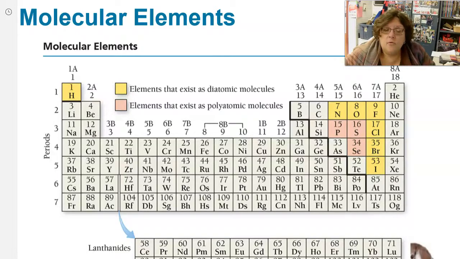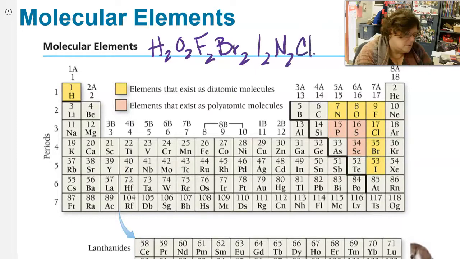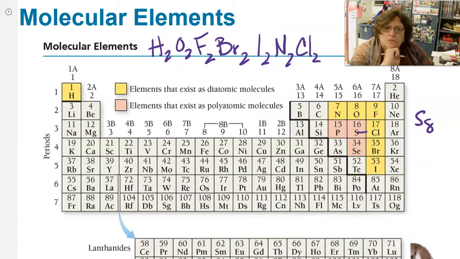All right? They form in pairs, and we actually refer to them as the Hofbrinkels. They're the Hofbrinkels. It's just a creative way of remembering that. Then you can see these peach ones, phosphorus, sulfur, and selenium, they can all exist as multiple. I know sulfur can exist as 8, S8. I'm not sure what groupings phosphorus exists as, or selenium, but all of those can have more than 2.